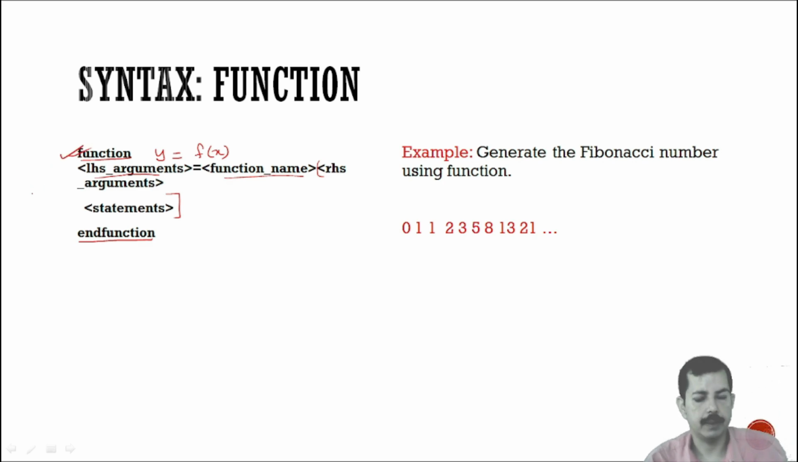Suppose I have to write one function which will generate my Fibonacci numbers. So this is my Fibonacci number. Now how can you write this function? I just display it in my side note.